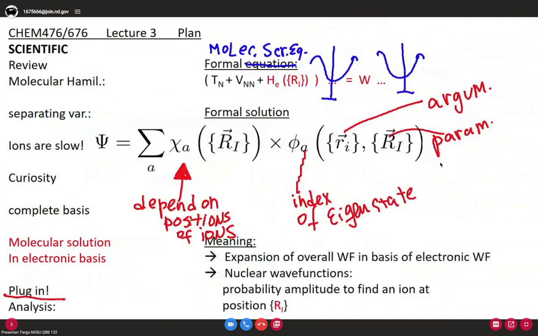And here's the same thing, just typed instead of handwritten. Summation of all eigenstates of the electronic Schrodinger equation is this chi sub a, depending on the curly brackets, which means the set of all available nuclear degrees of freedom. And this chi sub a is at the same time an expansion coefficient and a nuclear wave function.